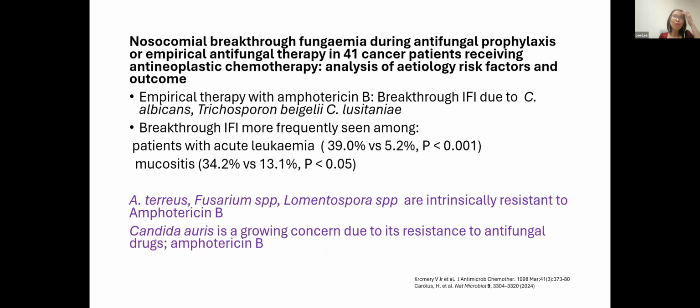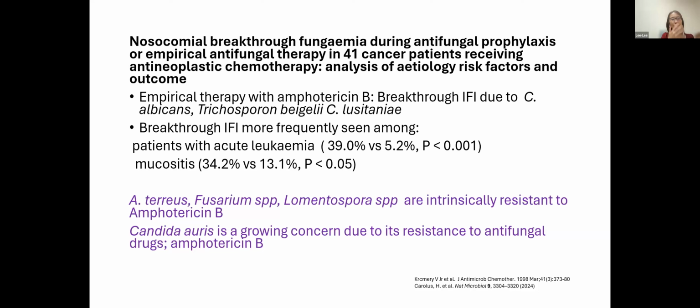So even though amphotericin B resistant fungi are not common, there are some fungi that intrinsically have a higher MIC towards amphotericin B, for example, Aspergillus terreus, Fusarium, and also Lomentospora. Candida auris is a growing concern globally. It depends on the clade. Some of the Candida auris is actually resistant to amphotericin B. And I would like to quote a paper here, nosocomial breakthrough fungal infections among patients with malignancy receiving antifungal prophylaxis or treatment.